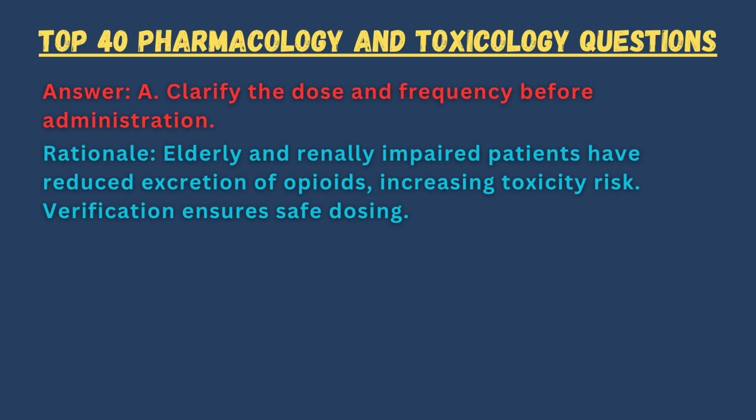Answer: A. Clarify the dose and frequency before administration. Rationale: elderly and renally impaired patients have reduced excretion of opioids, increasing toxicity risk.